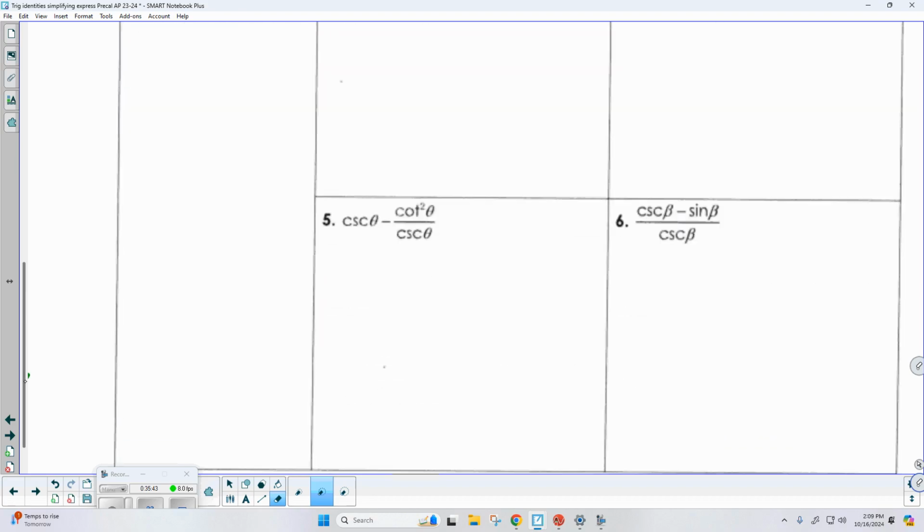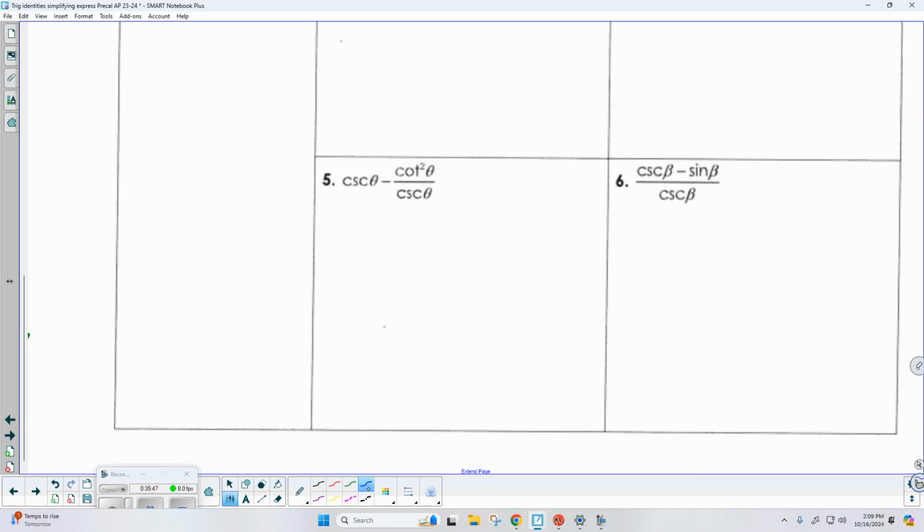I'll go ahead and tell you that number 5, cosecant minus cotangent squared over cosecant, should simplify down to just sine. So here's the starting line. Here's the finish line. All I've got to do is find the path. What would you like me to do? You folks tell me. And remember, as long as your algebra is correct and you're following those rules, those identities, it might take you a little longer, it might be short, but you should always be able to get to the finish line, your answer.